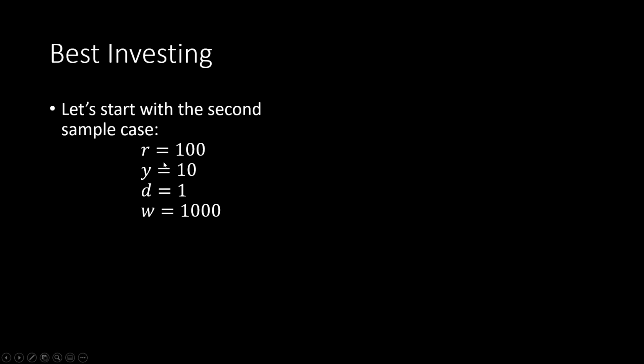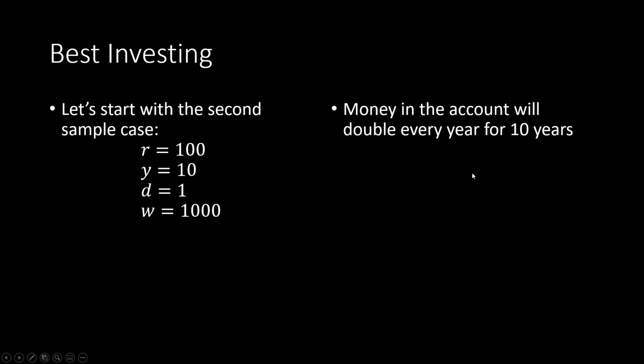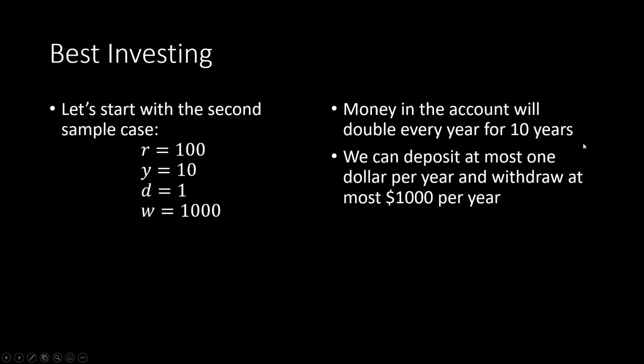So we'll look at a specific example of the second case. We already looked at the first one. The second one's a little bit more interesting. So r equals 100. That means that the rate is 100%. So every year, the amount in the account is going to double. And we have 10 years. We can only deposit $1 per year, and we can withdraw up to $1,000 per year. So this is just the same thing in text. So the money is going to double every year for 10 years, and we can deposit at most $1, withdraw at most $1,000.